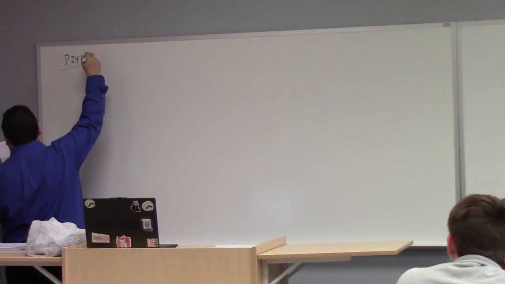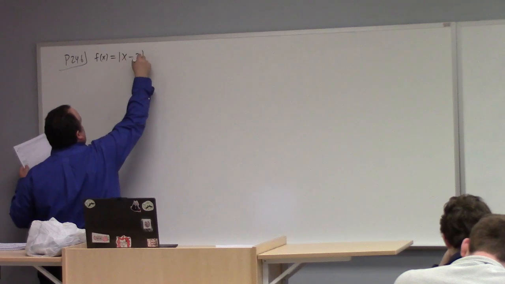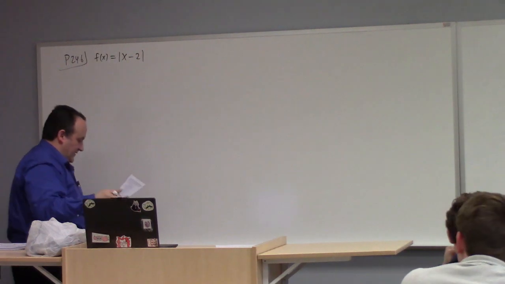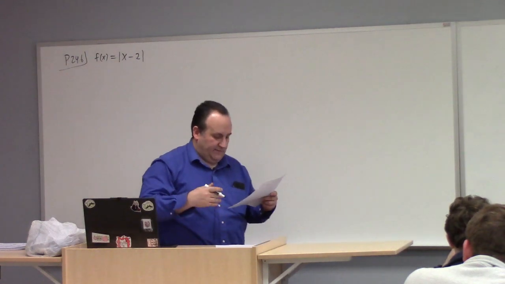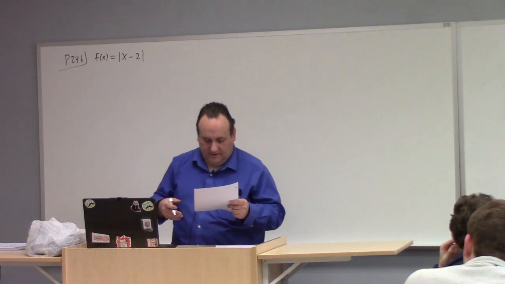So we have f of x equals the absolute value of x minus 2. And it says, show that there's no c such that f of 3 minus f of 0 is f prime of c times 3 minus 0. Is your question on how to do that?